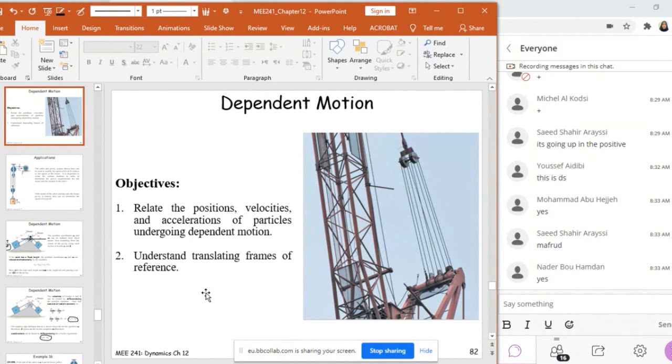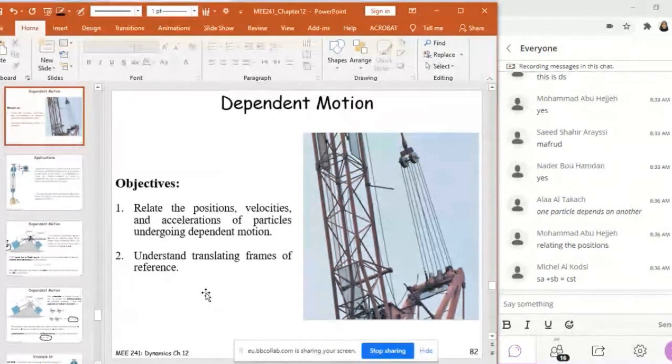Now, what is the trick to solve such problems, the problems of dependent motion? What do you think, guys? How can I solve dependent motion problems? Okay, so guys, it is about relating the positions, and this is because the rope or the cord has a constant length.